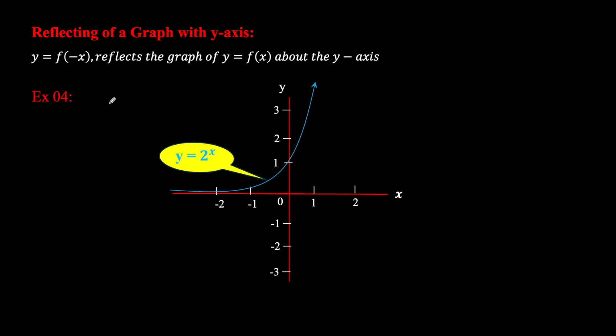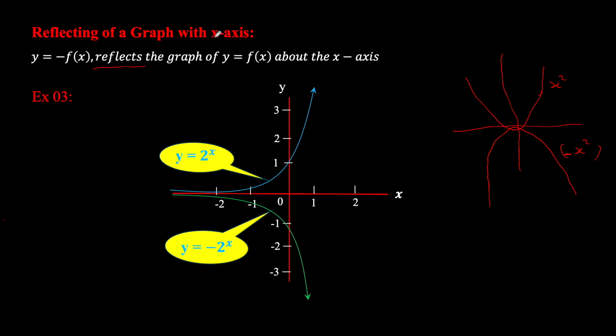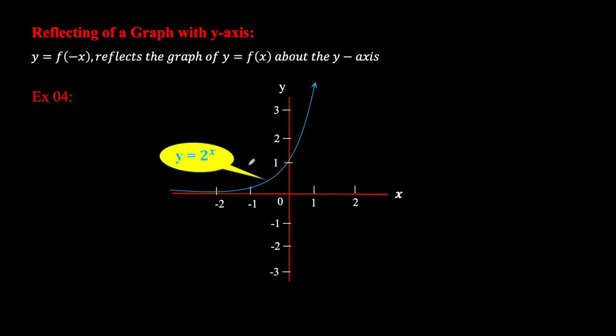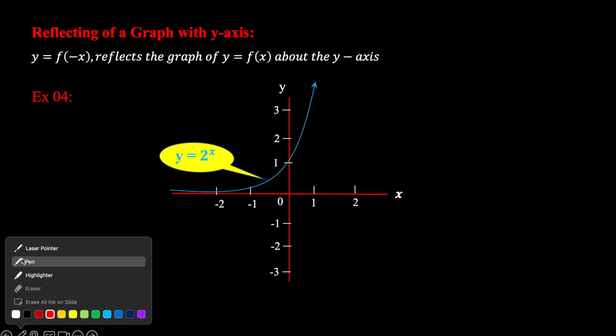Let's see the fourth example, with reflecting a graph about the y-axis. So in the last case it was with the x-axis, okay? Now with the y-axis, meaning y is equal to f of minus x. So minus goes inside the operation, okay? Meaning, first, reflecting about the y-axis, this means I want to move this to the other side. So I will reflect it, it will become like that, okay? So this means the reflecting on the y-axis.